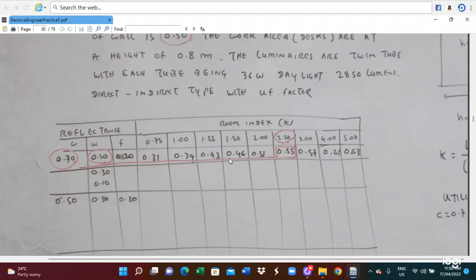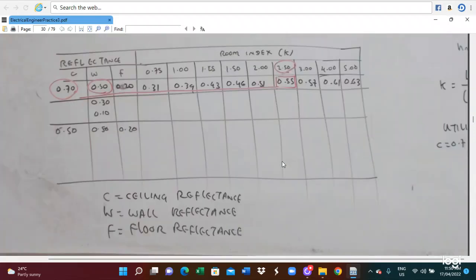And also in the table here, you can see the room index factor. So this is here 2.5, and it's 0.55. So this is the room index factor. In this case, C is the ceiling reflectance, W is the wall reflectance, and F is the floor reflectance. So ceiling, wall, floor: 0.7, 0.5. So this value is given. This is the room index K. Depending on the room index K, the reflectance value can also be calculated.